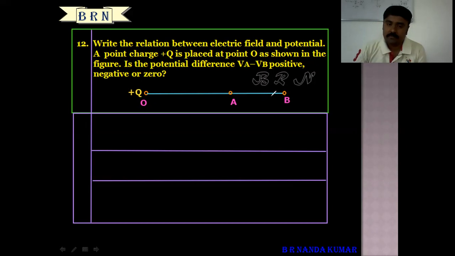So the potential difference between 2 points, VA minus VB there. So VA is more than VB by a lot. So that is why VA minus VB is positive.